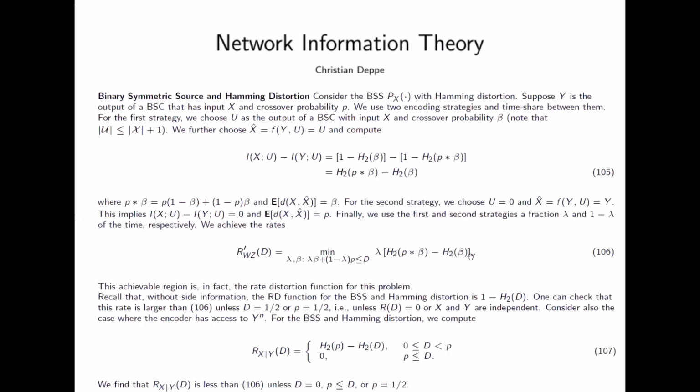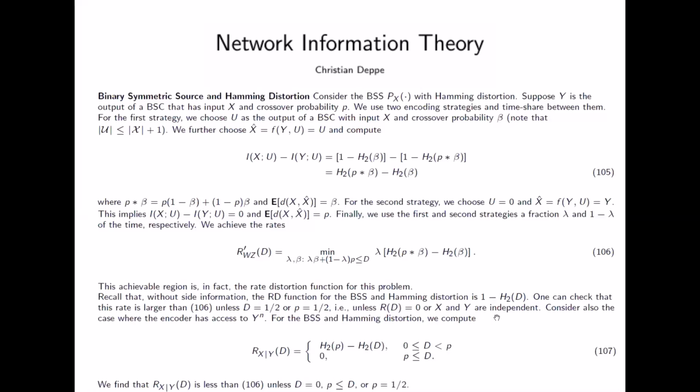And if you have a look at this and compare it with the rate without side information, we know from the previous section that this is 1 minus the binary entropy of D. Then we will see that this compression is better. So one can check that this rate is larger than the rate without side information, unless D is equal to 1/2, P is equal to 1/2, unless R(D) is equal to 0, or X and Y are independent.